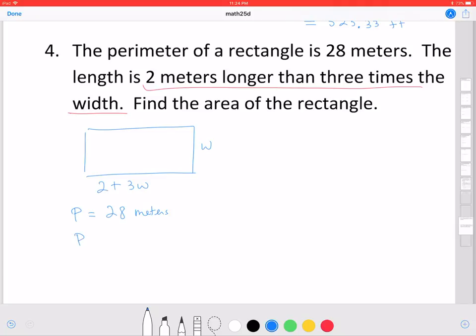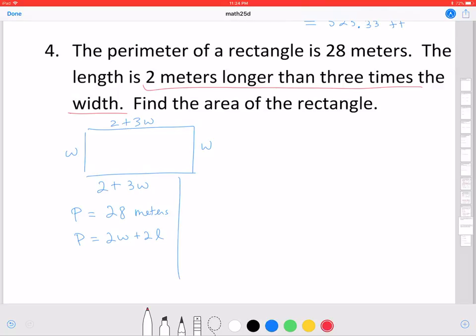Now there is a formula for perimeter. P of a rectangle is 2W plus 2L. Twice the width and twice the length. And I hope you can see why, because in the rectangle there are two widths and two lengths, 2 plus 3w. All right, so the value of that perimeter is given to us, 28.